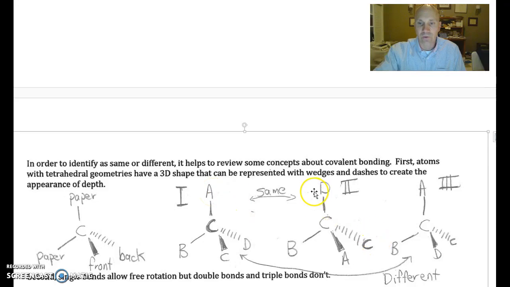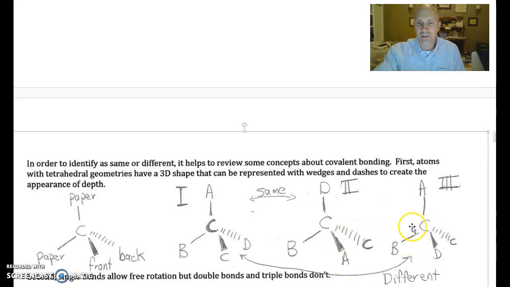So these two guys are the exact same molecule. Actually, what we've done here is we've rotated around a bond, but that doesn't change what the molecule is. But what if I were to say this versus this?